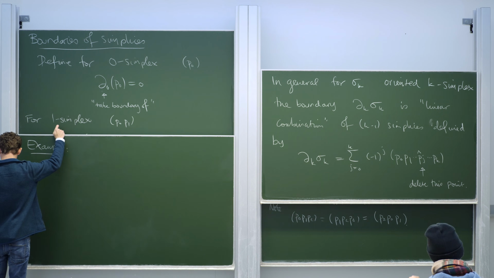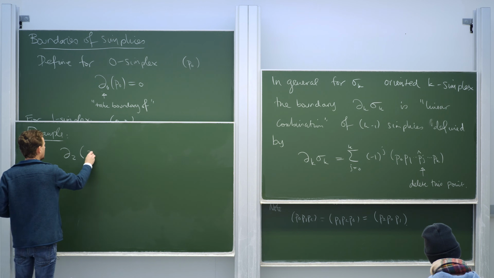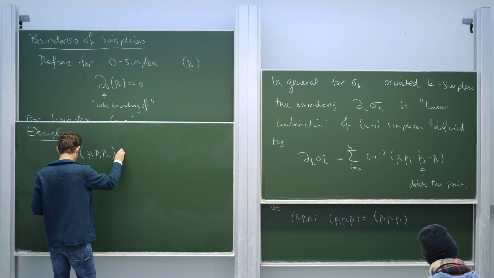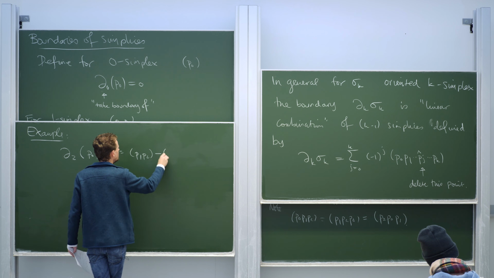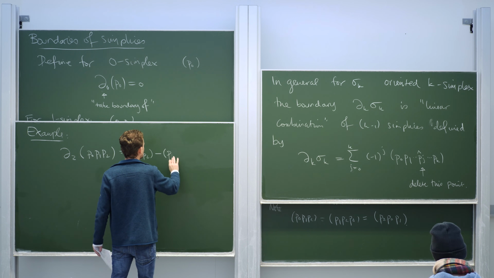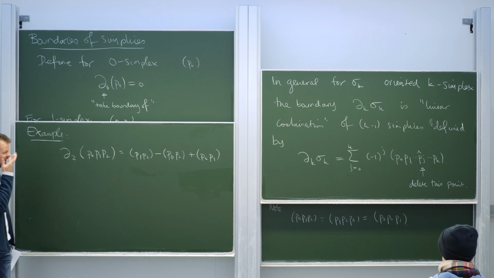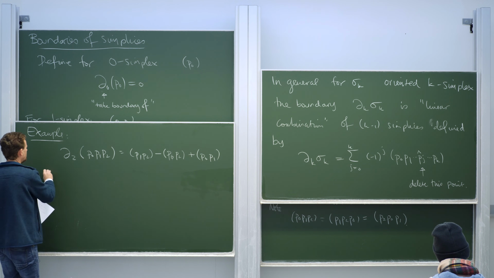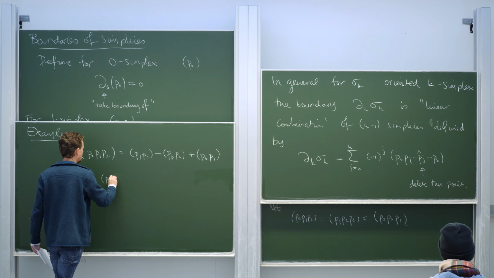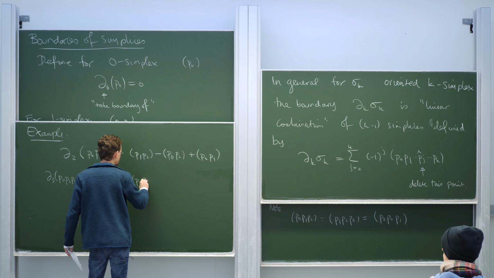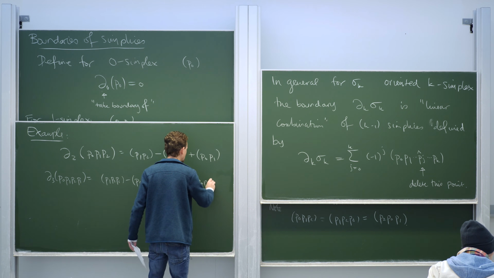Do an example. Let's take the boundary of the standard oriented 2 simplex. So let's follow this formula. You delete point 0, so that should be your P1, P2, and then you put a minus sign in front of the case where you've deleted point 1, and then you put a plus sign for point 2 being deleted. So that's the notation there. And then D3, so P1, P2, P3 minus P0, P2, P3 plus P0, P1, P3 minus P0, P1, P2.